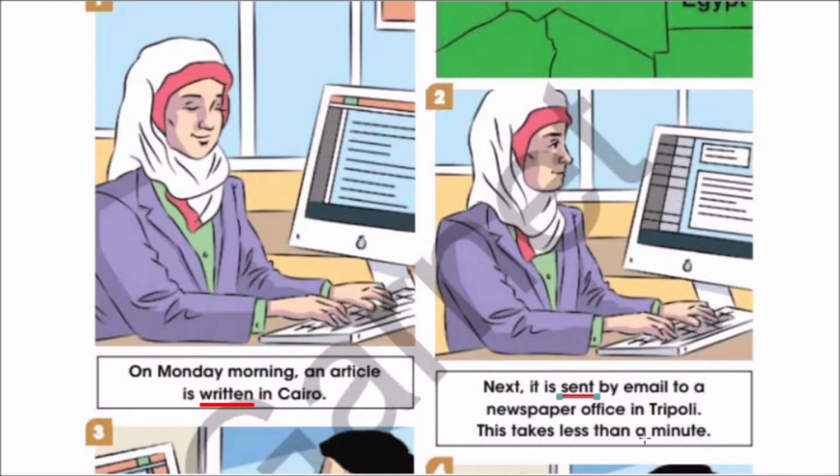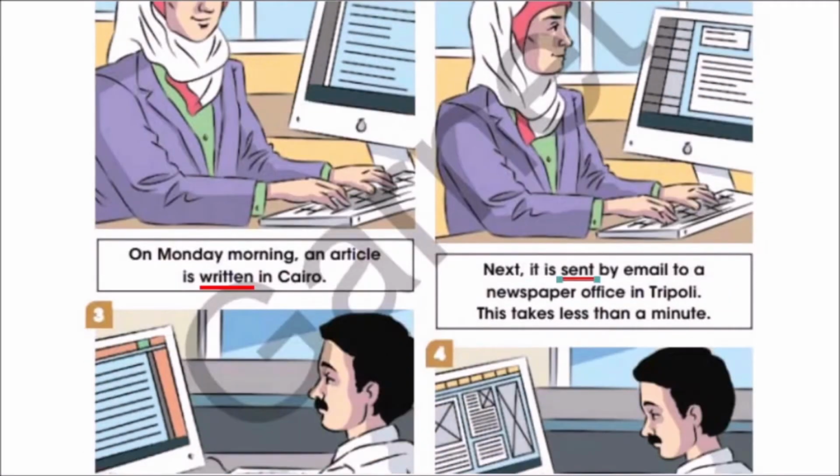This takes less than a minute. Very good. Now, as you can see, the verb takes is not past participle, but it's a verb, so it's an active one. So I'm gonna put a rectangle on it so you can see it's an active one. Okay, let's move on.